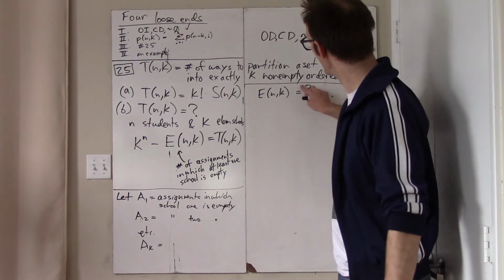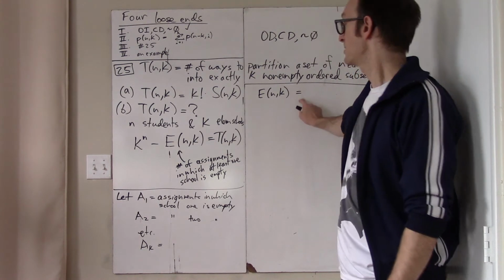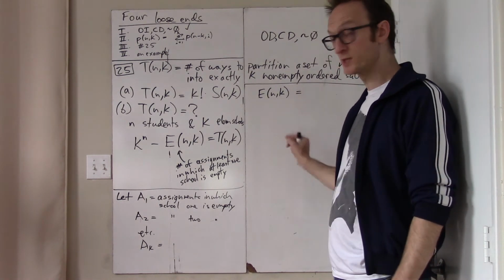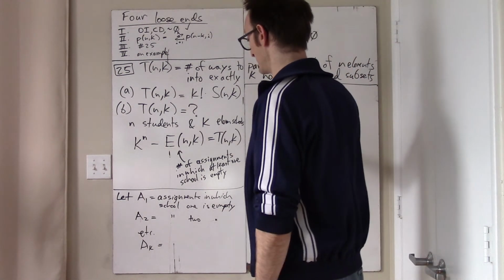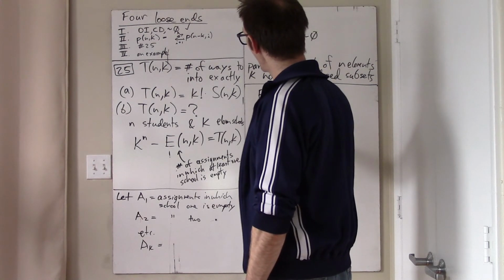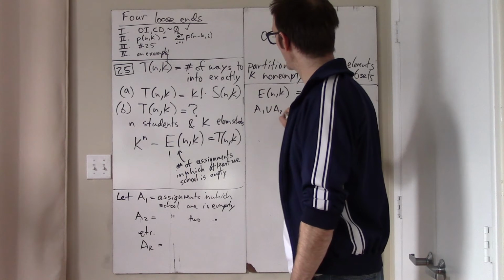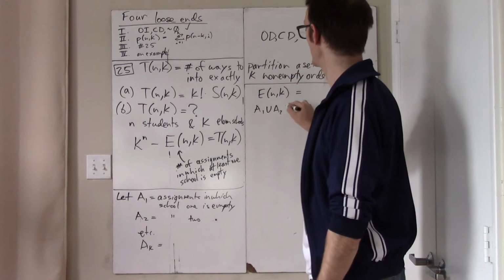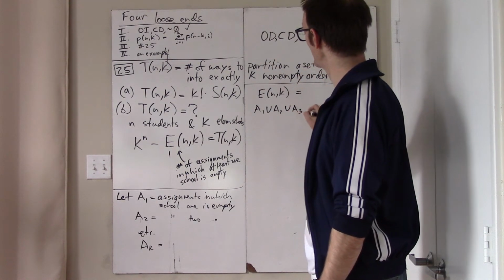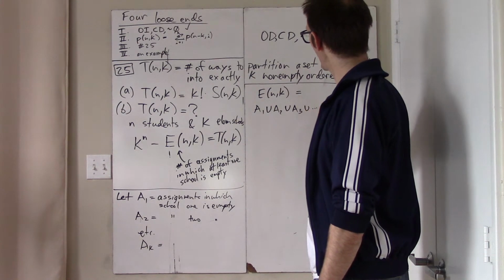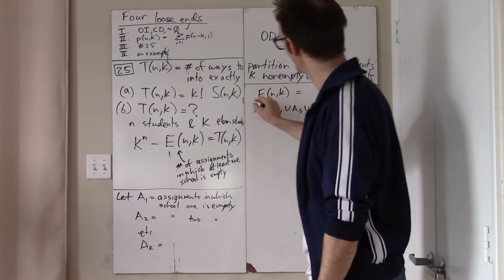And so what is E(n,k) really? E(n,k) is the number of assignments in which at least one school is empty. And so what we want are all the assignments in which school 1 is empty, and all the assignments in which school 2 is empty, and all the assignments in which school 3 is empty, all the way up to all the assignments in which school k is empty.